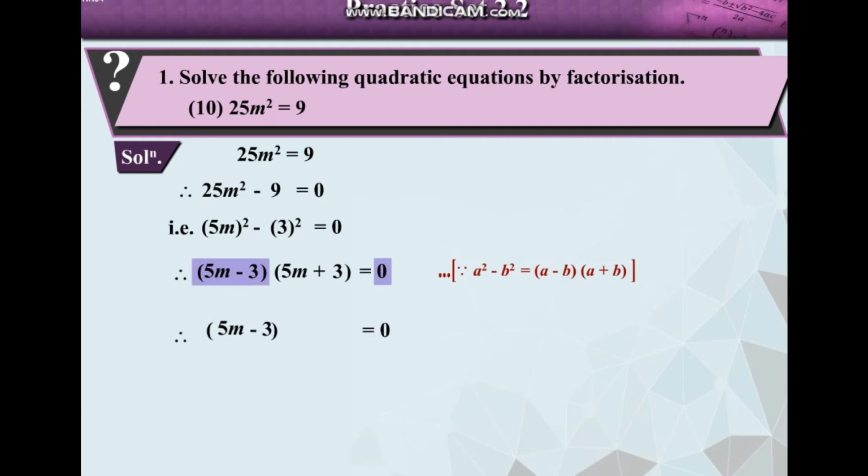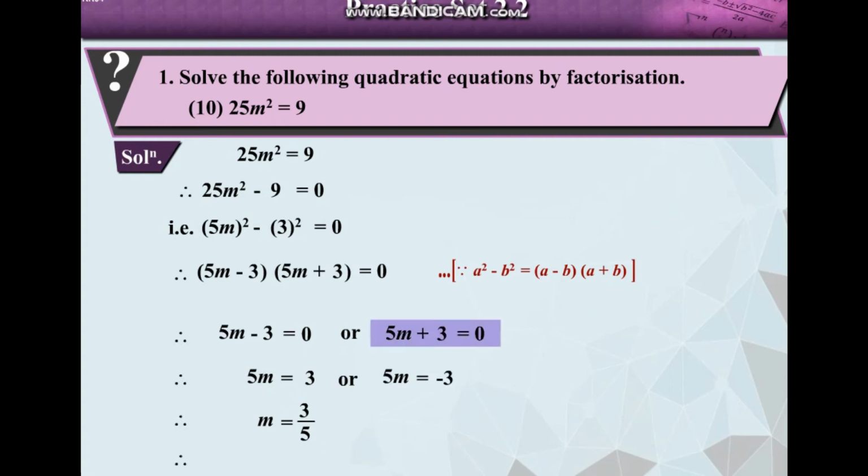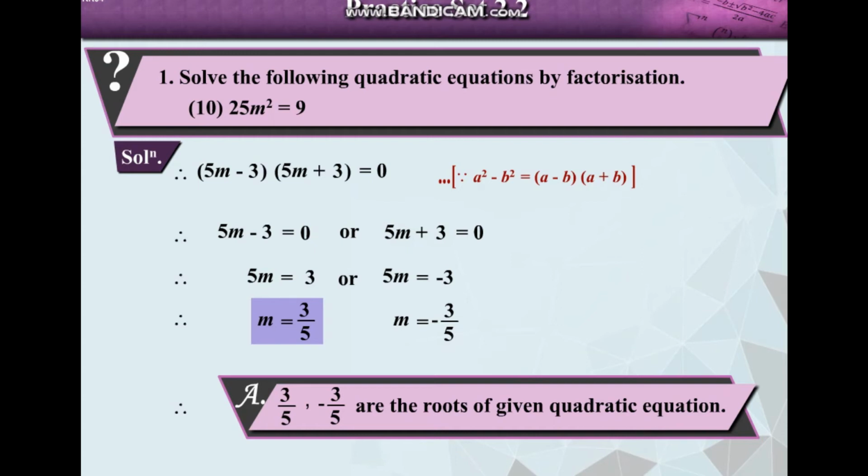Therefore, 5m minus 3 is equal to 0, or 5m plus 3 is equal to 0. Therefore, 5m is equal to 3, so m is equal to 3 upon 5, or 5m is equal to minus 3, so m is equal to minus 3 upon 5. Therefore, 3 upon 5 and minus 3 upon 5 are the roots of given quadratic equation.